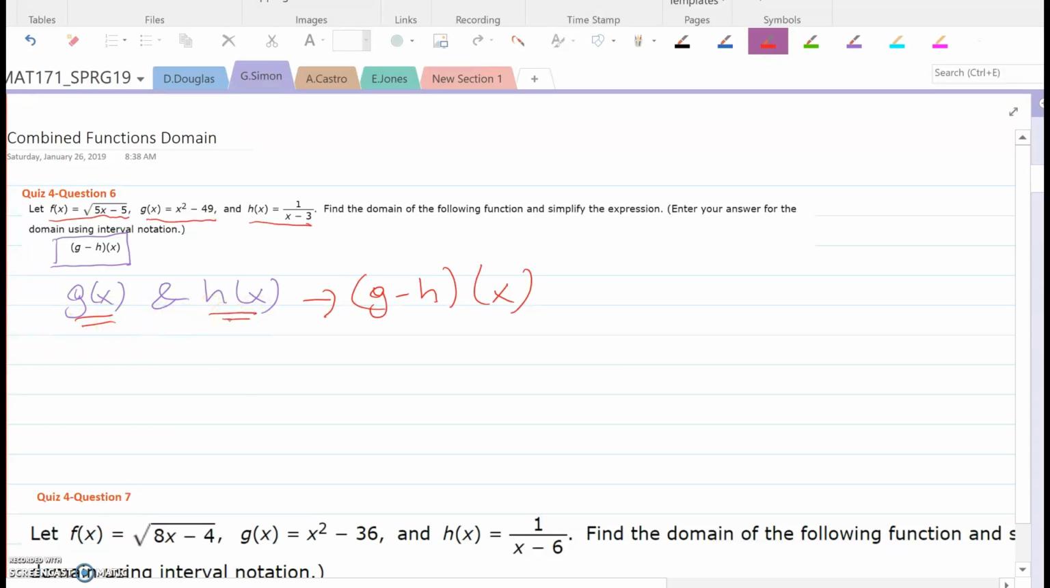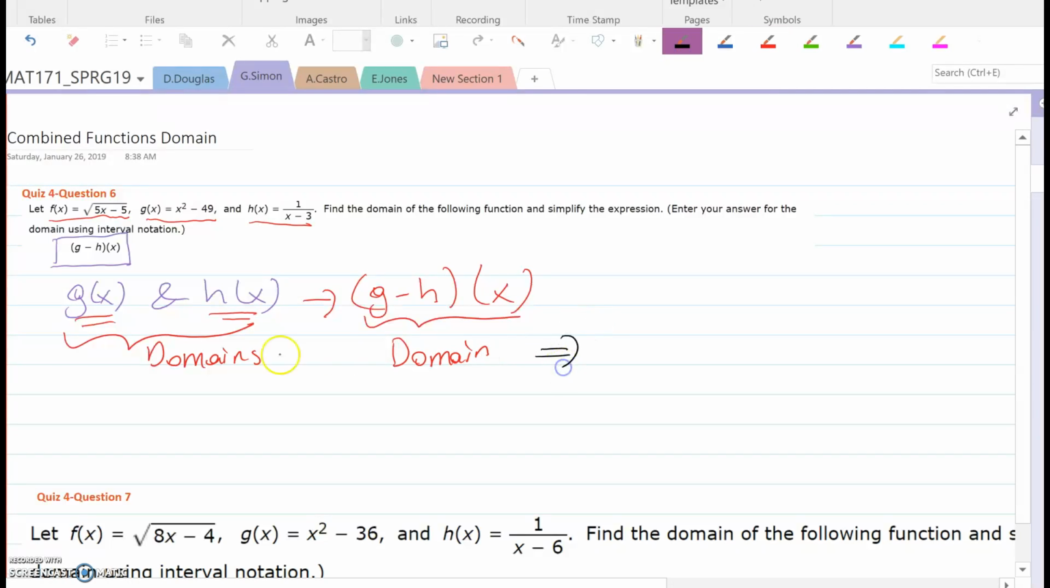I need to look at their domains also. So I need to consider their domains. And I need to look at, in the end, is there any violation between these two? What is the intersection between these two? So this is how we tackle this problem.